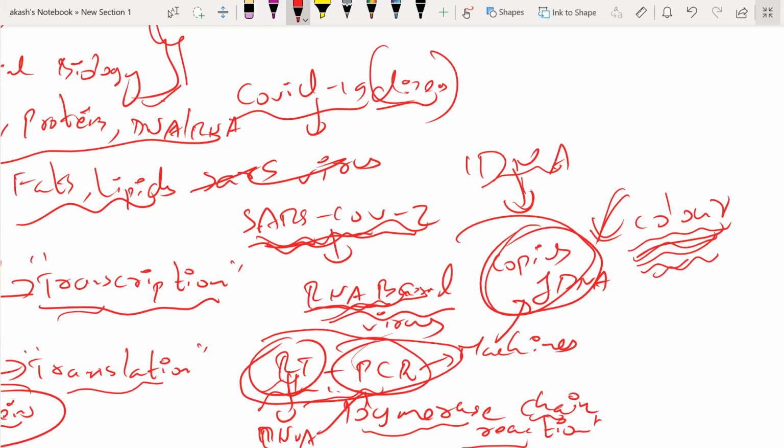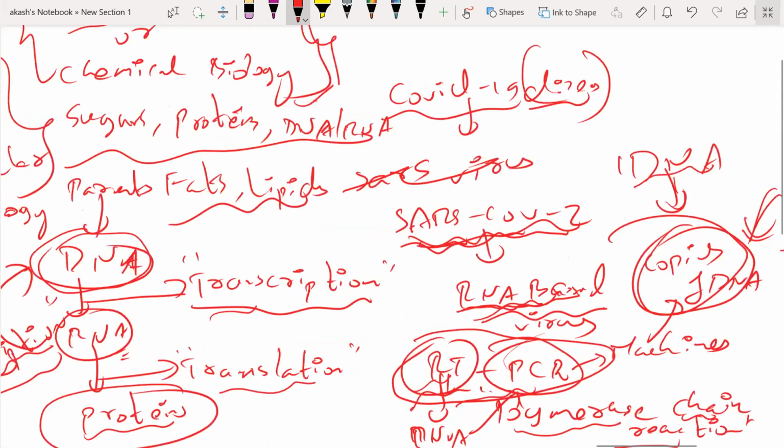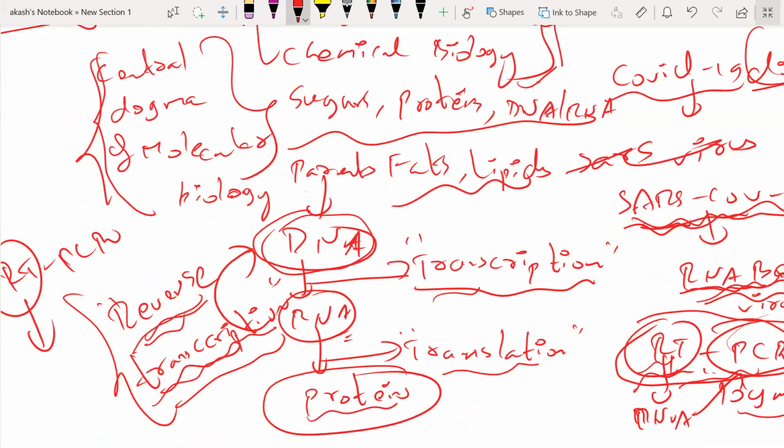Okay, fine. So all I'm telling is this is the central dogma of molecular biology. DNA converts to RNA, RNA converts to protein. DNA to RNA is called transcription, RNA to protein is called translation, right? And RNA can also get converted to DNA in some cases, like in RT-PCR. It is always called reverse transcription.